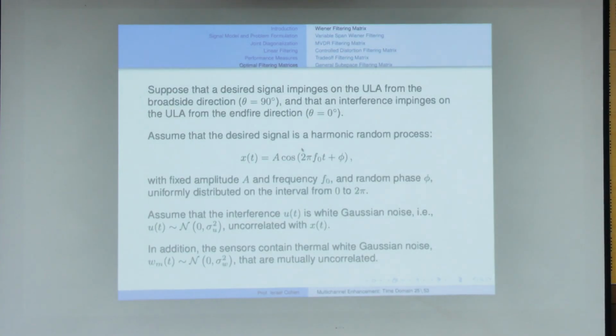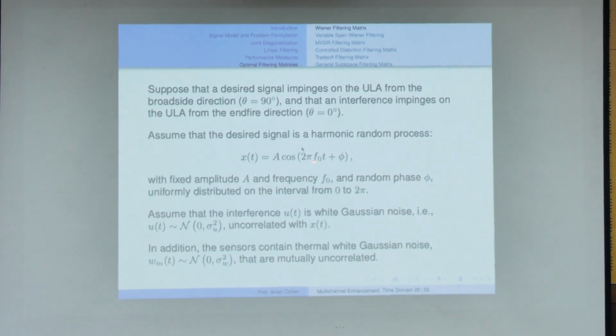Suppose that the desired signal, the desired source, transmits a far field wave that looks like this: A cosine(2 pi f0 t plus phi). A is not known, but A is constant. f0 is the frequency, and phi is a random phase uniformly distributed between 0 and 2 pi. And we have additional Gaussian noise.